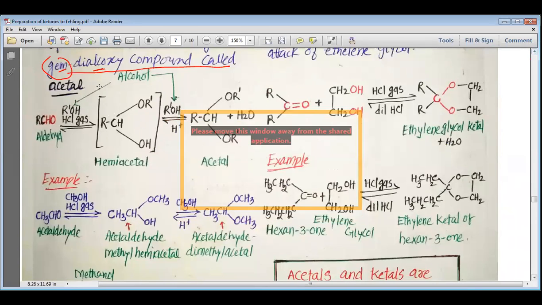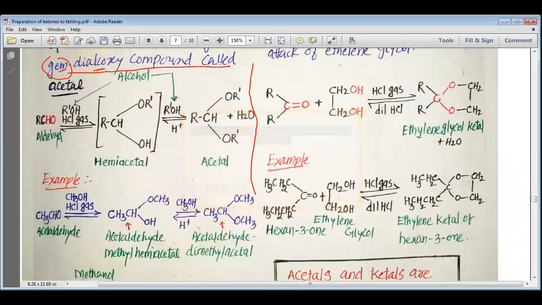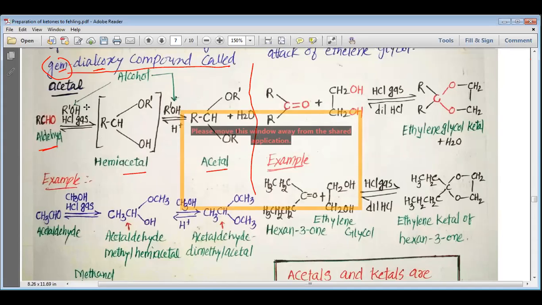So now let us understand this method of preparation of the acetal and hemiacetal. First we take an aldehyde. We allow it to react with the monohydric alcohol, R-OH, in the presence of dry HCl gas. Remember that this HCl gas must be dry. It should not have any moisture. So with the dry HCl gas, we get hemiacetal.